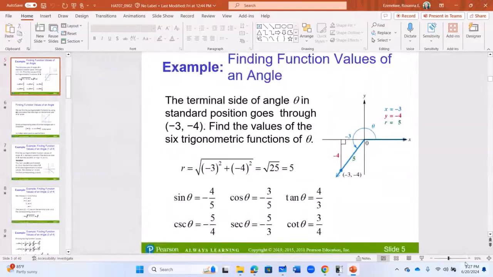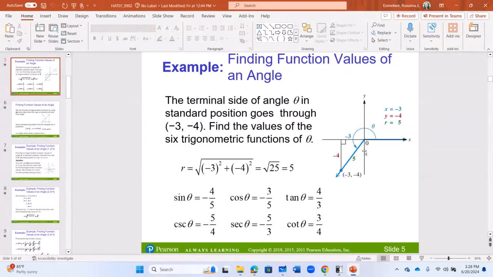Let's look at them squarely. I want you to see that they give you a point. The terminal side of this angle theta is an angle in the third quadrant, and the point is -3, -4. Find the value of the 6 trig ratios.